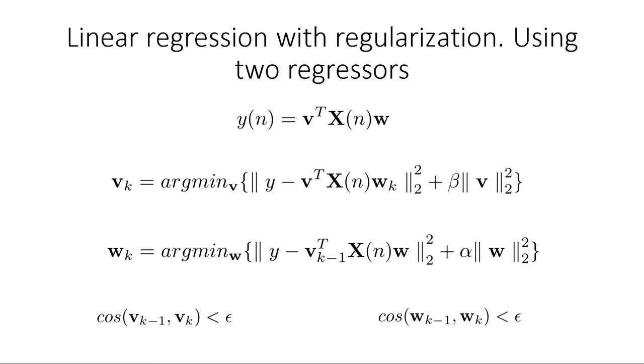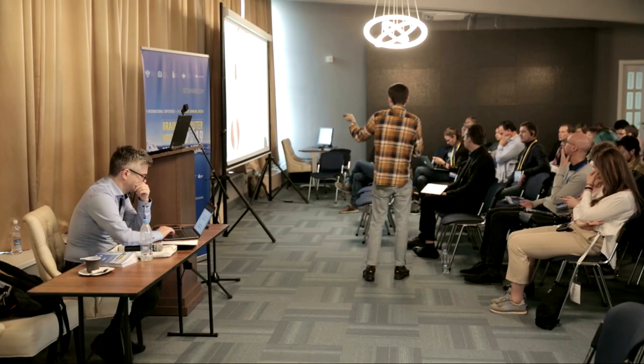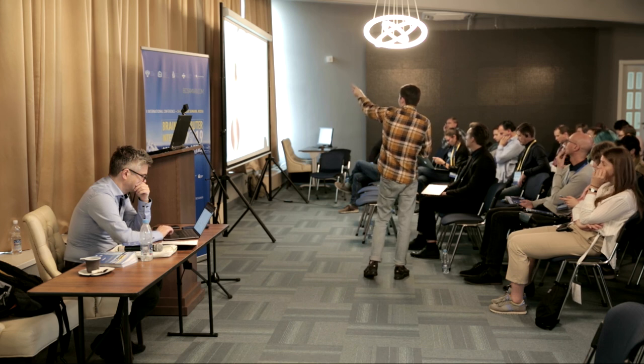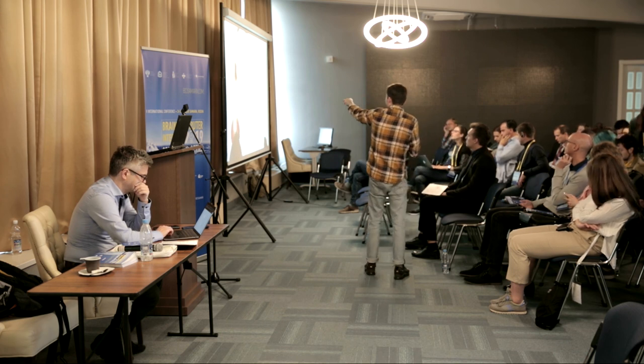In this picture, there are two different cosines, a measure of similarity between two vectors in this space. The second and most important point is patterns, because if you extract different weights from linear methods like regression, you cannot interpret these weights or their sign. For this you need to find the patterns, and in the two-dimensional space it is a simple covariance between two different vectors, and you can see how this pattern reflects on the topography of our signal.